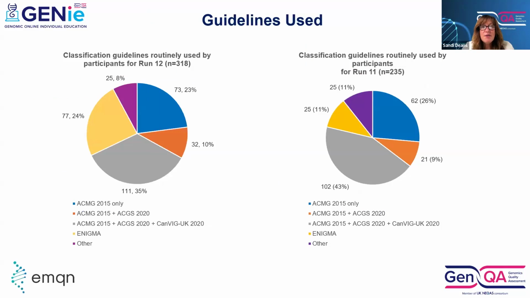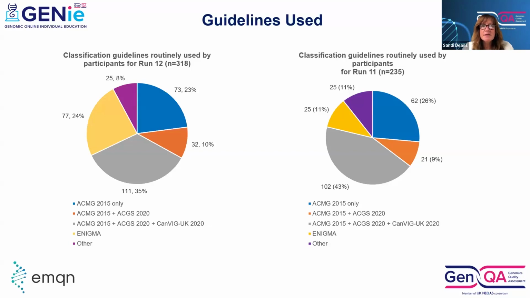One of the advantages of delivering EQAs is you can actually find out what is happening on the ground, and for example, we can see which guidelines are being applied by our participants. So we have different options here. We either have the ACMG 2015 classification system, or we have an option using this classification plus the UK ACGS 2020 variant guidelines. And then we have an option whereby it's both of these guidelines plus the UK CanVIG 2020 guidelines. And we have the ENIGMA option and then others for those in-house other classification systems or a mixture of different combinations of guidelines.